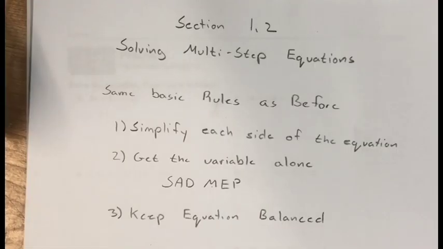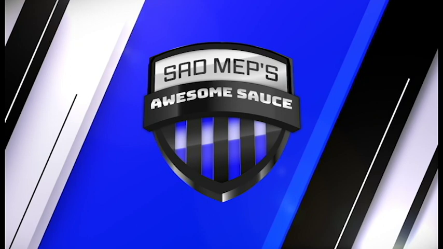So in this video, we're going to continue working with equations, and this time we're going to be solving multi-step equations. And it's the same basic rules as before. First off, look at each side and simplify the equation, each side of the equation. Then try to get the variable alone through SADMEP. I really like that, SADMEP.